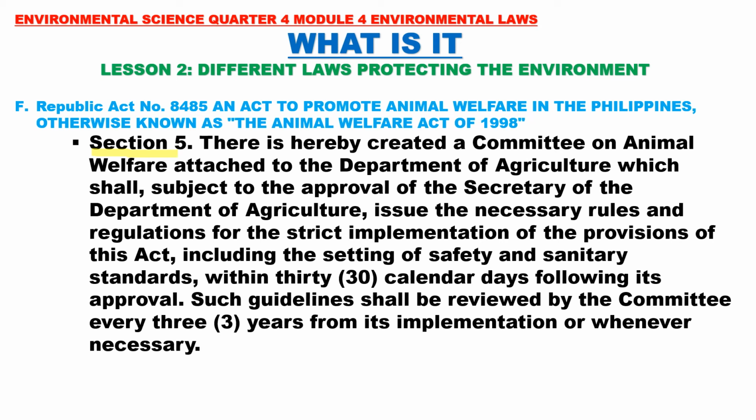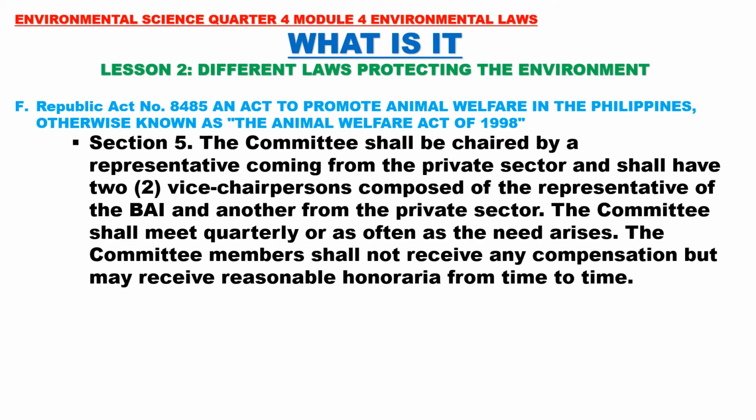Section 5 of RA 8485 states the creation of a Committee on Animal Welfare that will issue the necessary rules and regulations for the strict implementation of the provisions of this Act. The Committee on Animal Welfare shall be chaired by a representative coming from the private sector and shall have two vice chairpersons composed of the representative of the BAI and another from the private sector.